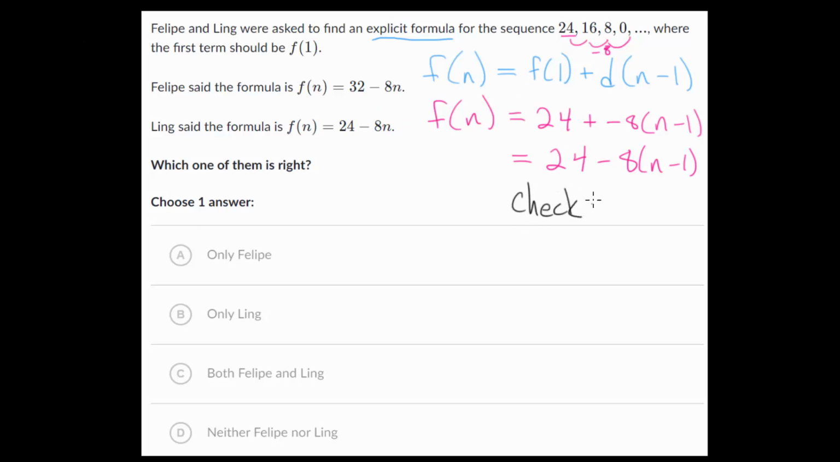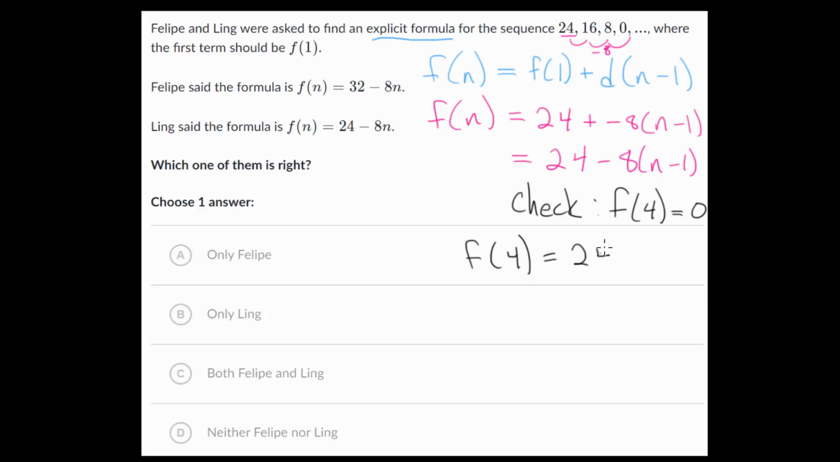And you can check these by comparing it to one of the known terms of the sequence. For instance, we know that the fourth term of our sequence is equal to 0. So let's plug in n equals 4 here to see if we get 0 in our formula. And at least that way we can feel confident that this is in fact the correct formula.